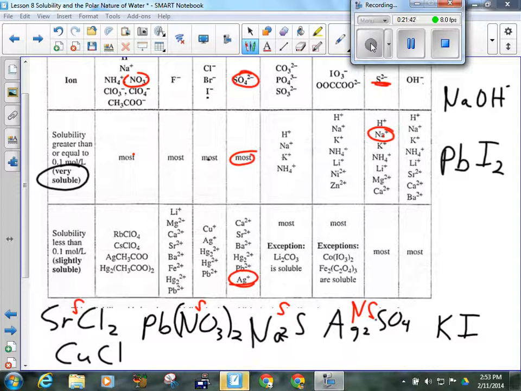And then we have potassium iodide. So iodine is right here, soluble with most things, but not, again, with these 5 things down here. Potassium's not among those, so that one is soluble. And then we've got copper 1 chloride. All right, so we look up chlorine here. Again, soluble with most, but copper 1 plus is in the insoluble row, so this is not soluble. Everybody with me there?